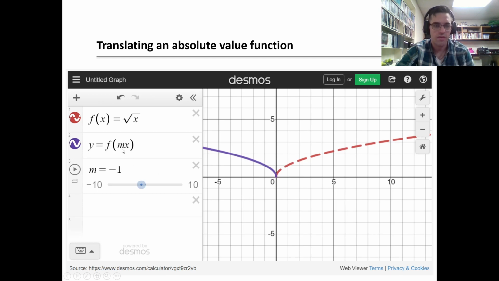If you think about it, if m is -1, then x has to be -1 in order for our square root function to be the square root of a positive 1, -1 times -1. So positive 1 in our red function maps to the same y value as -1 in our transformed function when m equals -1.